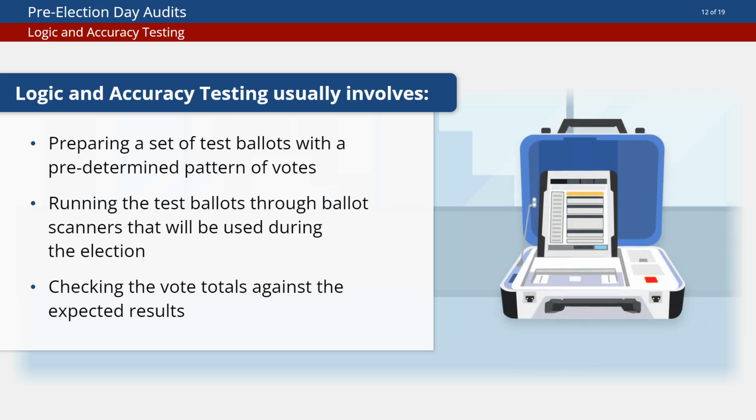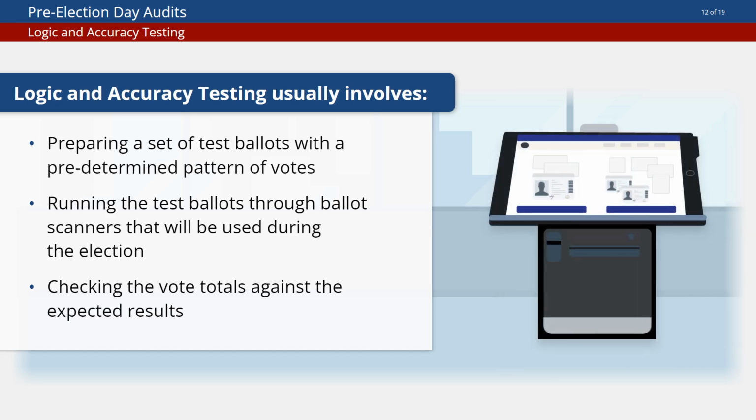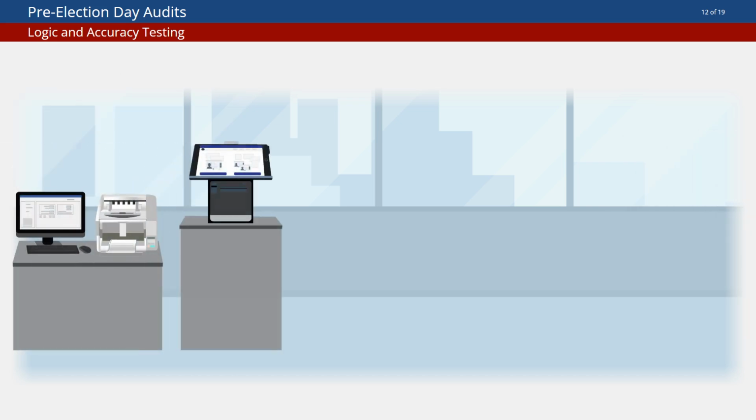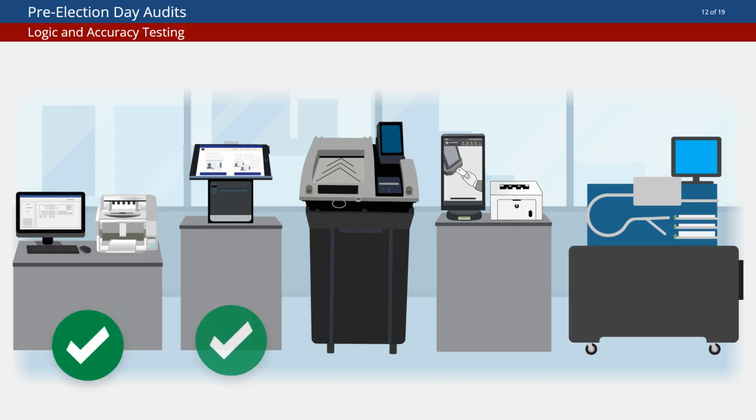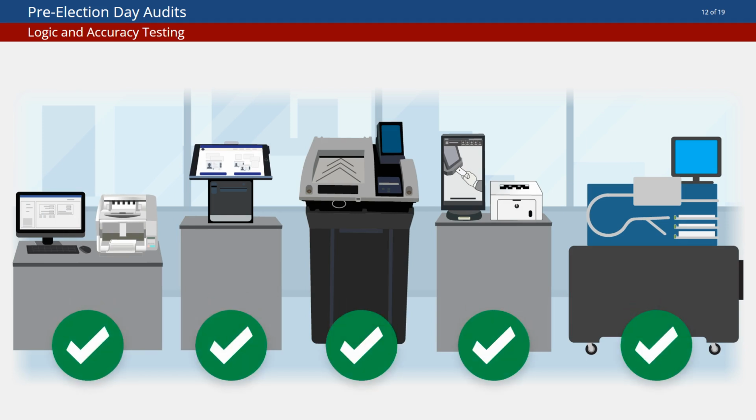Pre-election testing can also be conducted on other systems as well, including election night reporting applications and electronic poll books. Logic and accuracy testing helps detect and remedy problems before voting equipment is deployed and demonstrates to the public that equipment is properly prepared and operating as expected.